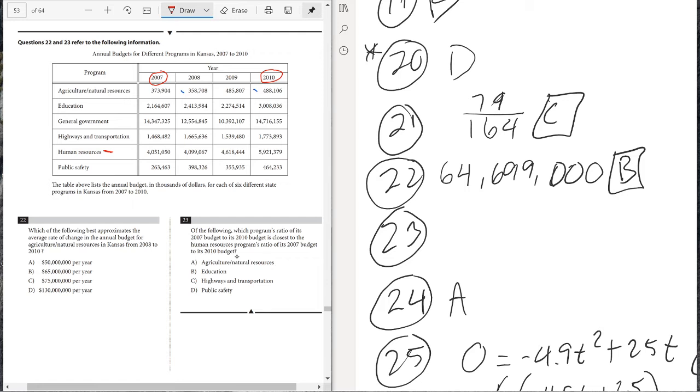5, 9, 2, 1. It's not a hard problem, it's just a really long problem for no reason. 4, 0, 5, 1, 0, 5, 0. Take that. And this is from 07 to 10, so divide by 3. So I get 62, 3, 4, 4, 3. So that's how much I get there. So I want one that's close to that and figure out what that's going to be. Well, it went from 4 million to 5 million, so it upped by 2 million.